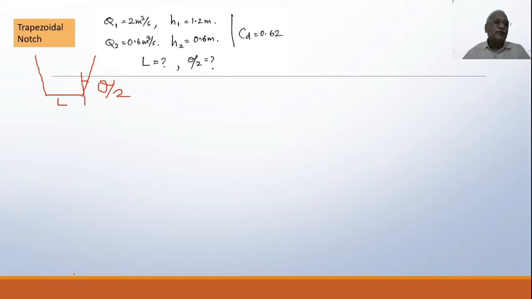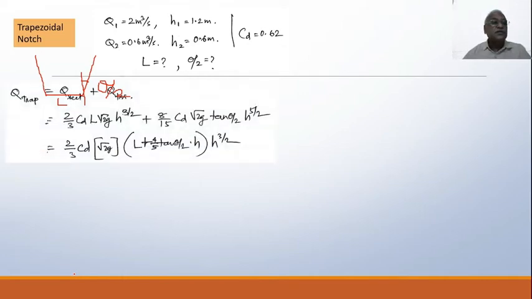How to write the equation for flow in the trapezoidal notch? It is not a Cipolletti notch, right? So you have to put it into parts. That is one rectangular part, one triangular part. Okay, here I have written it. So total trapezoidal notch discharge is equal to the discharge through the rectangular part plus the discharge through the triangular part. Correspondingly, I have written the equations also.